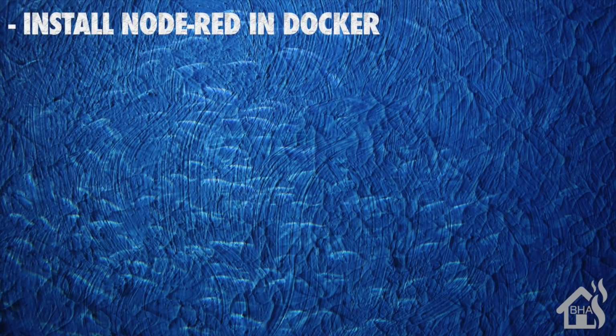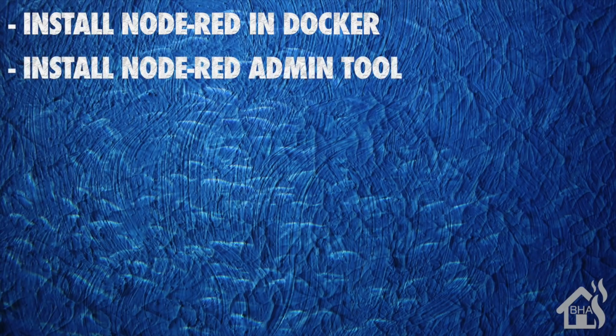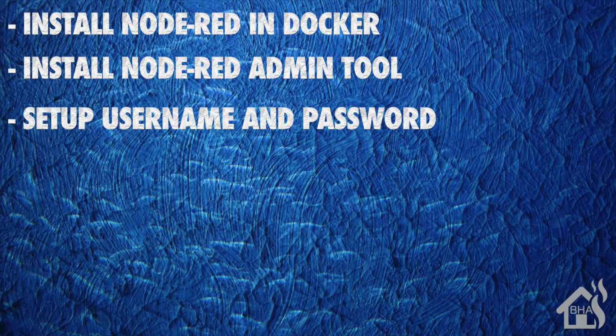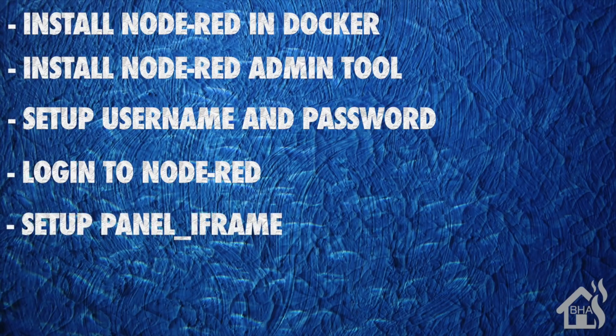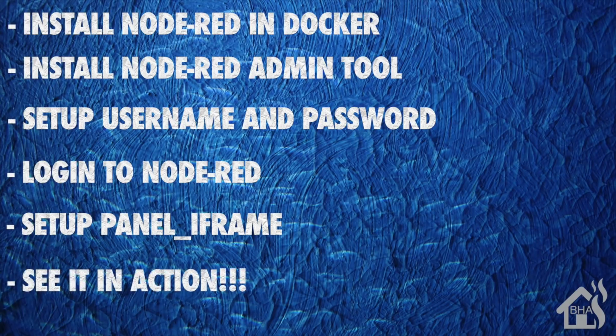Let's do a quick run through of everything we covered in this video. So of course we started by installing Node-RED in Docker. Once that was done, we installed the Node-RED admin tool. Once that was installed, we were ready to set up our username and password. After that, we logged into Node-RED just to kind of show you how that worked. Once that was done, we set up a panel iframe in Home Assistant so that you were able to access Node-RED straight from Home Assistant. And lastly, I just kind of showed you what that looked like in action.